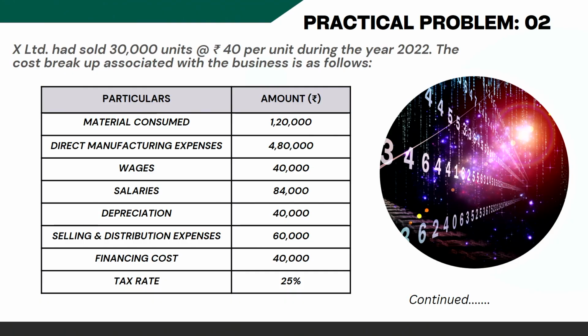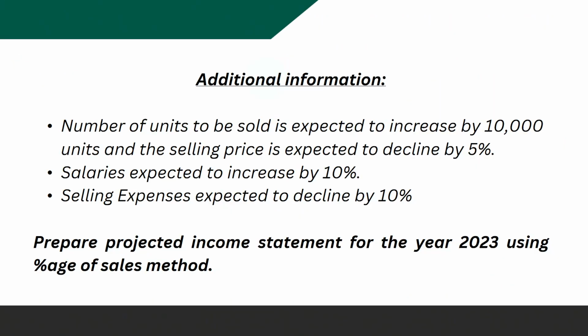Similarly, now we are going to take up another question to use the percentage method for forecasting our income statement, in which we have certain additional information: the number of units to be sold is expected to increase by 10,000 units, and the selling price is expected to decline by 5%. Salary is expected to increase by 10%, whereas the selling expenses are expected to decline by 10%. So taking up this information, we are going to make a projected income statement for the year 2023 using the percentage of sales method.